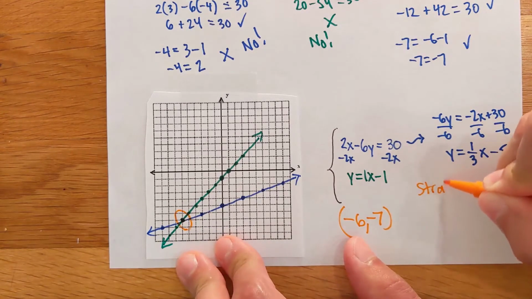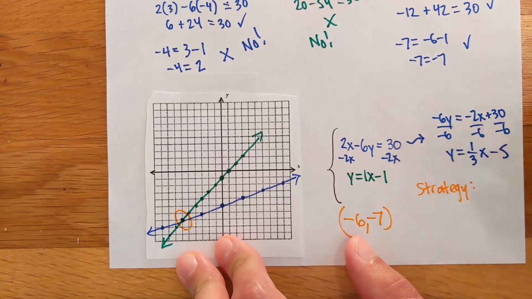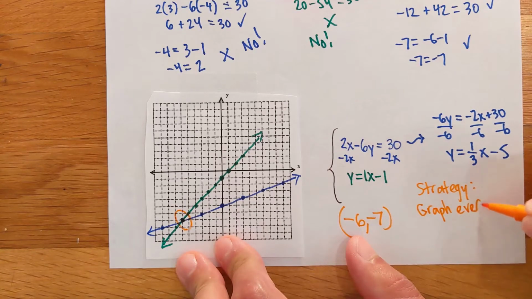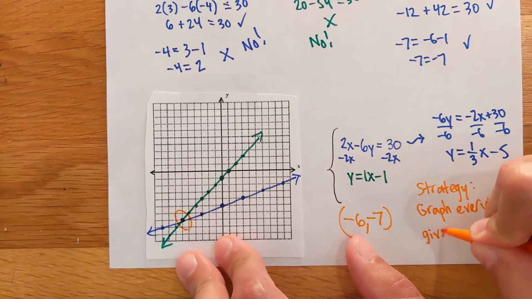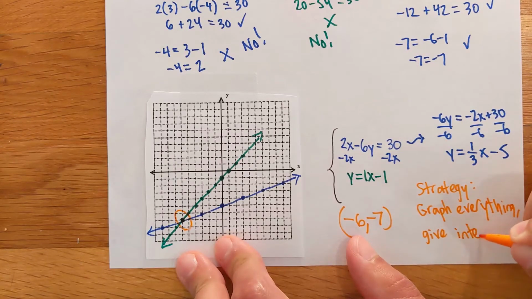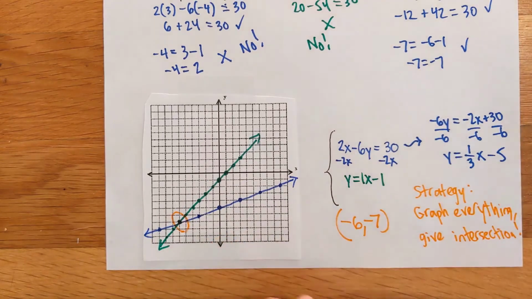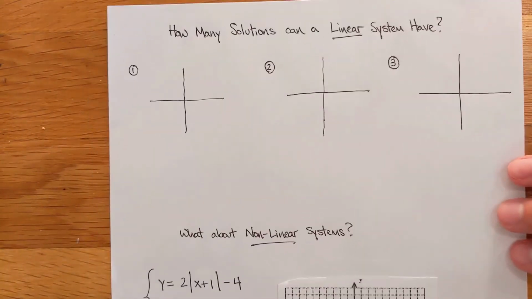Write this down as a note for yourself here when you do these. Strategy is graph everything, and after you graph everything, you have to give the intersection. So the intersection is where they cross. People will sometimes graph them and forget to actually say the answer, but the answer is where they cross each other. So now that we've done an example, you guys could do more problems like that, and it would be cool. But I think you guys probably get the idea with graphing here.